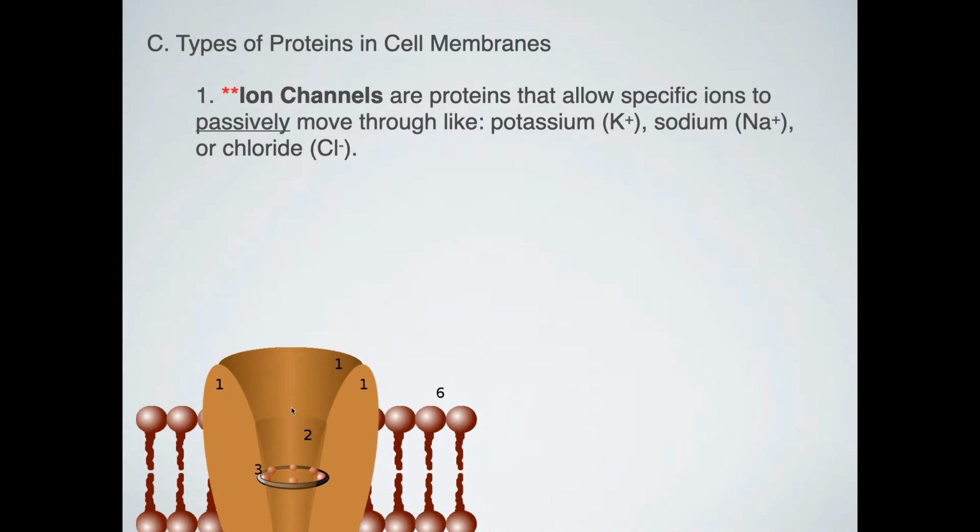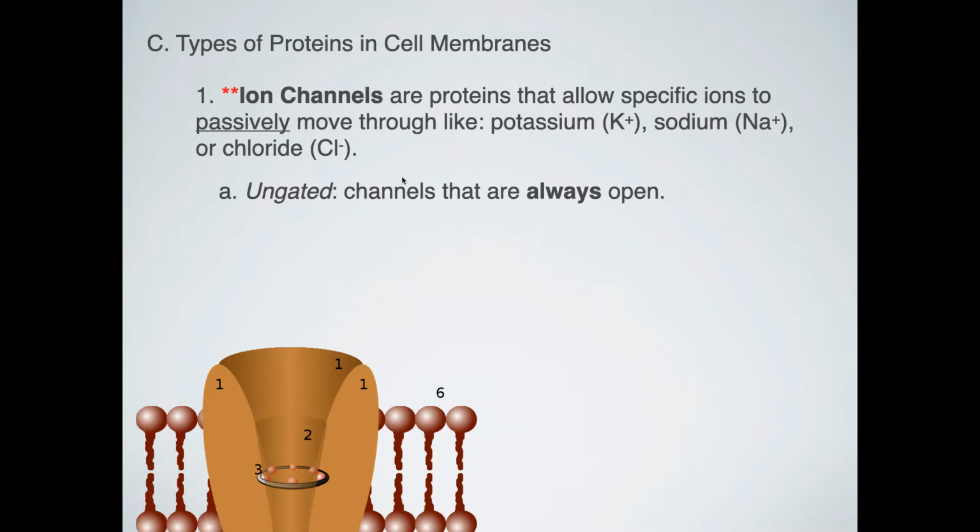You can think of these like the nuclear pores, where they're just an opening that will allow things in or out. So we've got a ton of different ions that your cells need and can use, and ion channels would allow them in or out of your cells. There are certain types of ion channels. The first one is called an ungated ion channel.